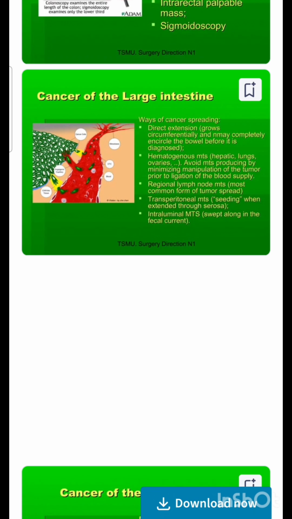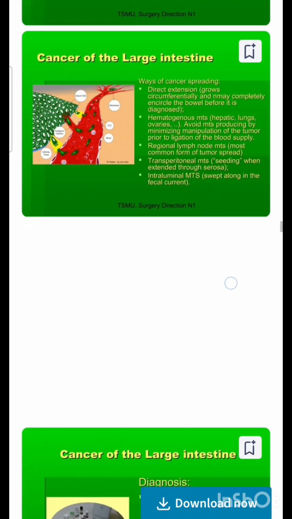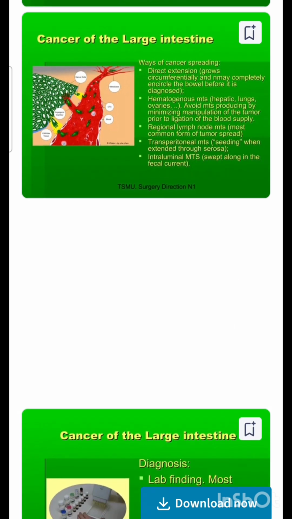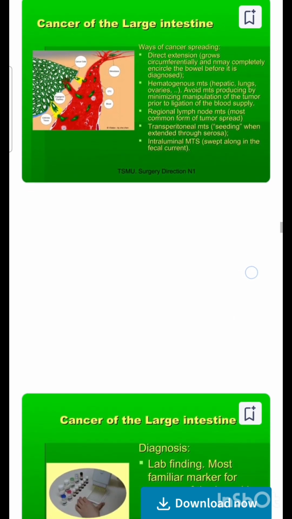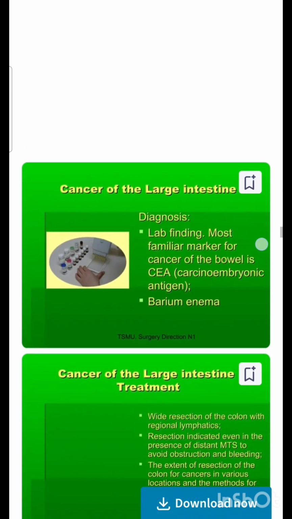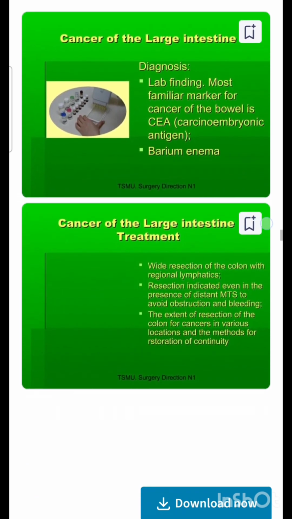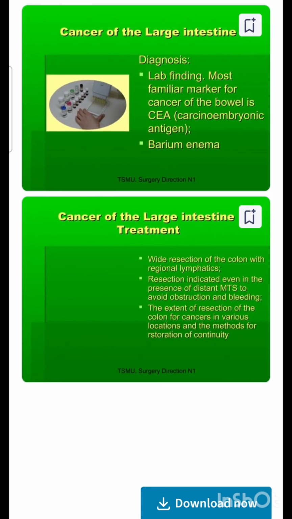Then cancers of the large intestine. There are several ways of cancer spreading. You have direct extension, which goes circumferentially and completely encircles the bowel before it is diagnosed. Eventually metastasis goes to the liver, lungs, and ovary. Regional lymph nodes are spread most commonly. Transperitoneal seeding can occur when it extends to the serosa, and intraluminal metastasis swept along the fecal current can be seen.